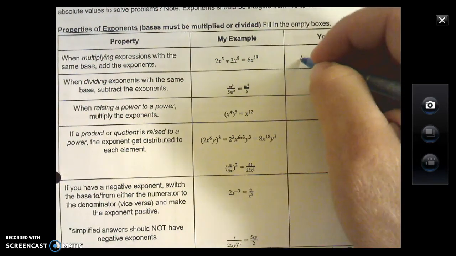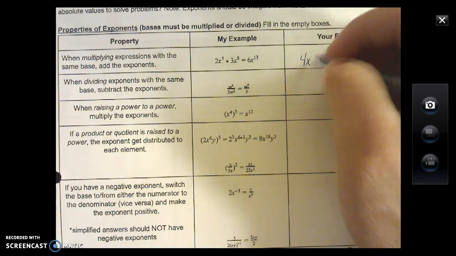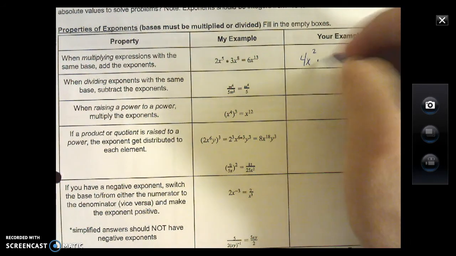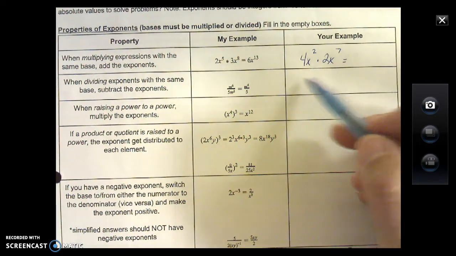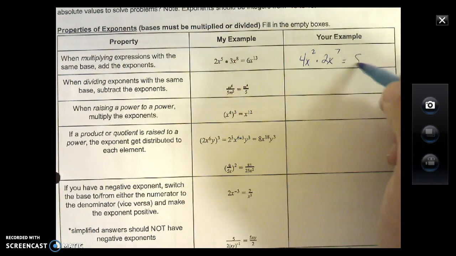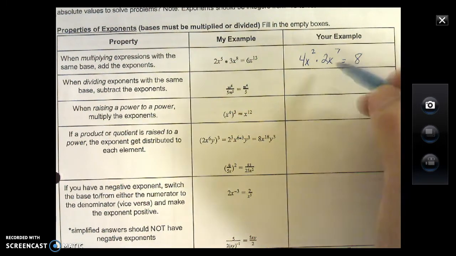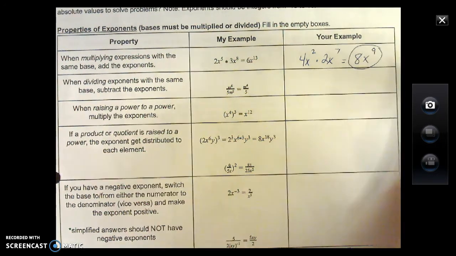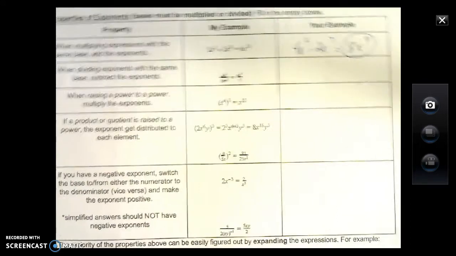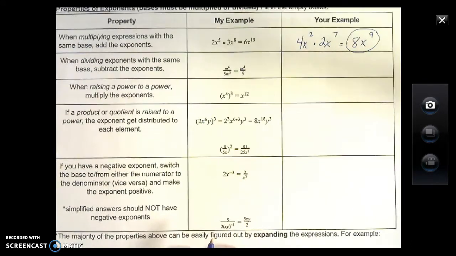So here's a side example, just to give you another one. 4x to the second times 2x to the 7th. Okay, 4 times 2 is 8. And we're looking at x squared times x to the 7th, x to the 9th. You are adding them together.